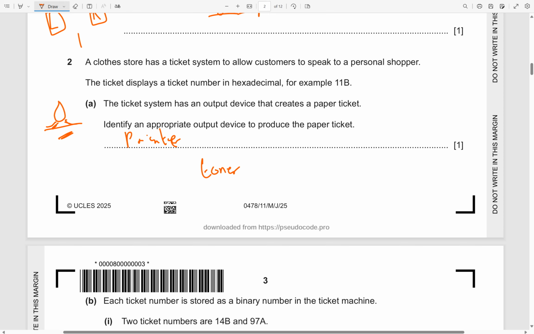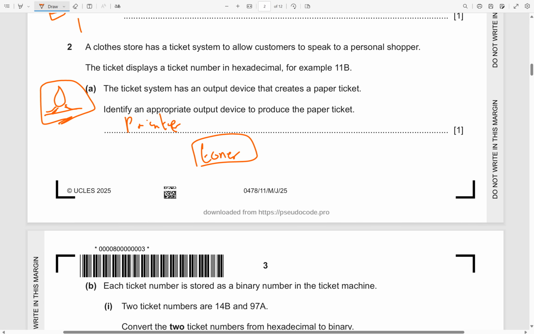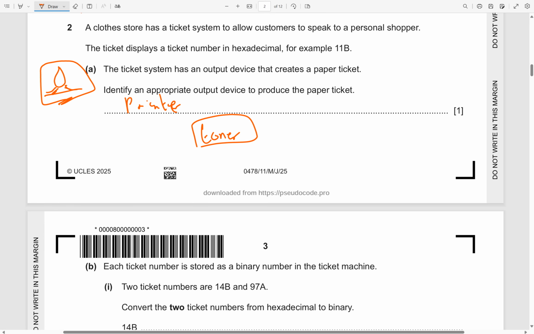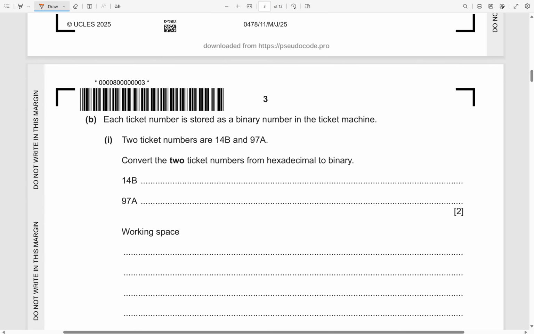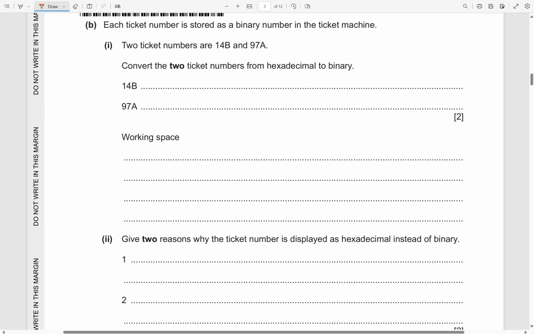But in this situation, if it's just a black and white ticket, you'd probably say a laser printer. If you want a high quality colour ticket, then you'd probably go with the inkjet. Although to be honest, that's probably more of an AS kind of question. I think they don't really ask about the differences now in IG.